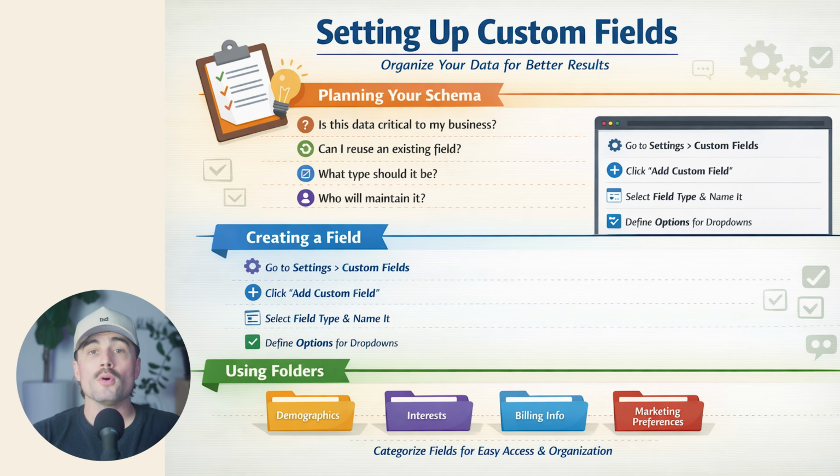Using folders. Folders help you categorize fields logically. For example, create folders like demographics, interests, billing info, and marketing preferences. When you build forms or workflows, these folders make it easier to find and reuse fields. They also make onboarding easier when new team members need to understand your data structure.